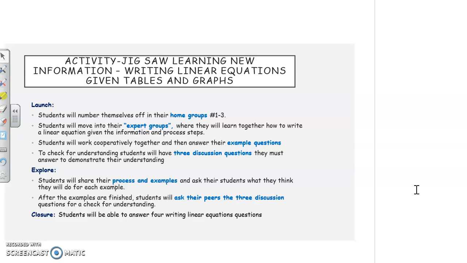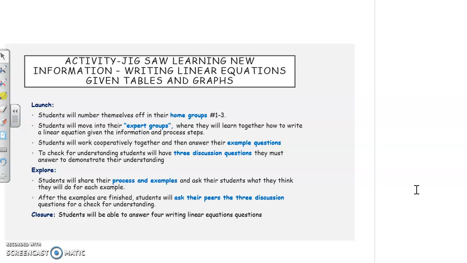Students are going to work cooperatively together and answer the example questions on the task that's going to be given, which you'll see up and coming on the next slide. Once the students are done and they've answered their questions, they understand the process, they're going to orally discuss 3 discussion questions and then write their answers to demonstrate their understanding. This is also how they're going to hold their other group members accountable for listening.